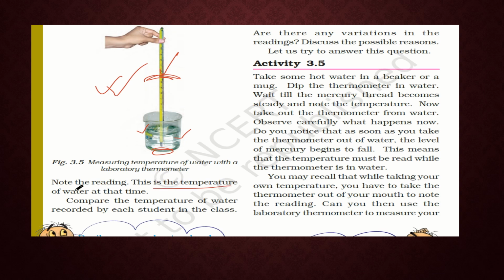This is the temperature of water at that time. So now compare the temperature of water recorded by each student in class. So why should we take the temperature when it is dipped in water only, but we are taking the temperature of our body when we are taking it out of our body, from the armpit or from the mouth, under the tongue, from wherever it is? We are taking it out, and then observing the temperature.